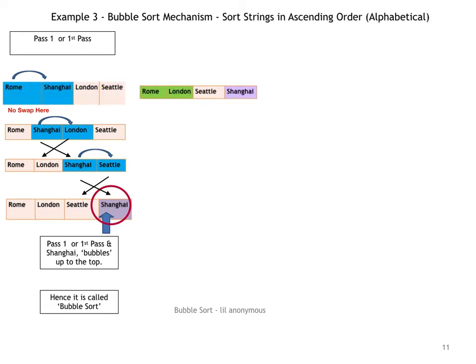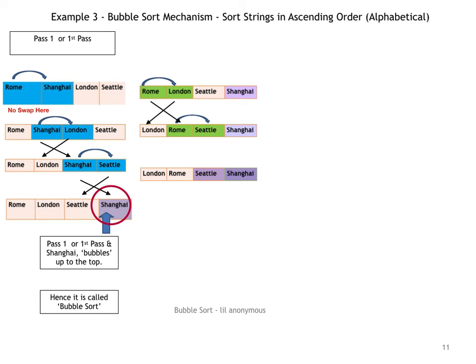Now we've got Rome, London, Seattle, Shanghai. We start with that. We ask the question, is Rome less than London? And it isn't, so there's a swap here. So Rome goes here, London goes there. Then we compare Rome and Seattle. We ask the question, is Rome less than Seattle? And it is. So we write out the array again, and there has been no swap there.